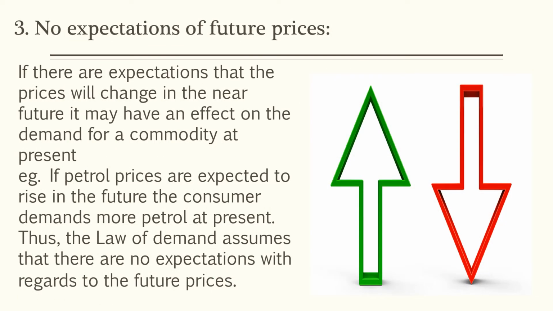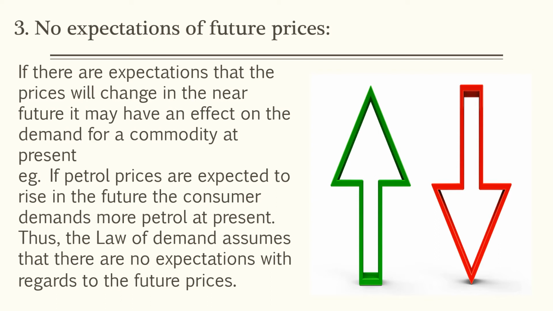The third assumption of the law of demand is there should be no expectations of future prices. If there are expectations that the price or prices will change in the near future, it may have an effect on the demand for a commodity at present. For example, if petrol prices are expected to rise in the future, the consumer demands more petrol at present. Thus, the law of demand assumes that there are no expectations with regards to the future prices.